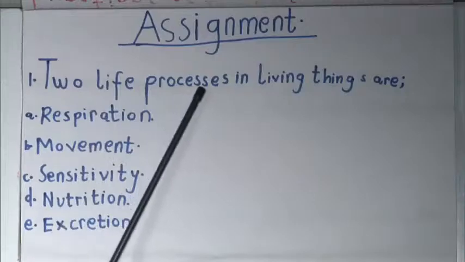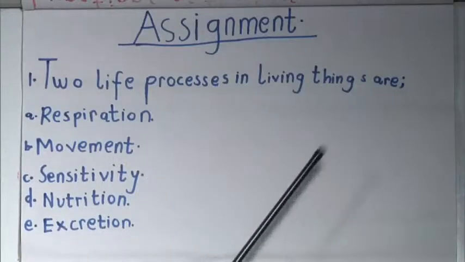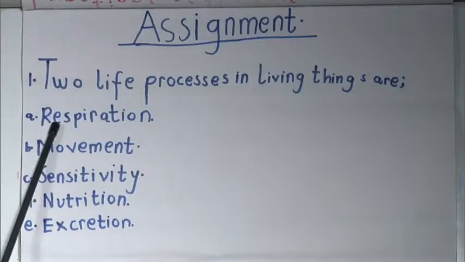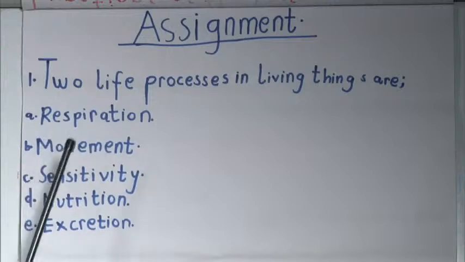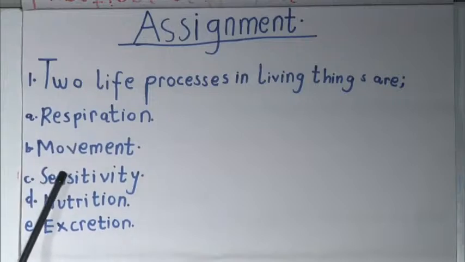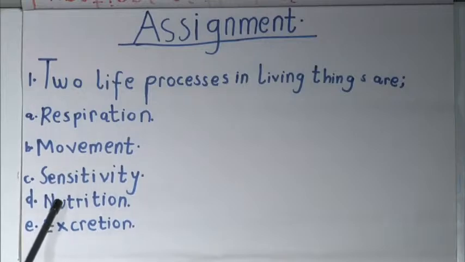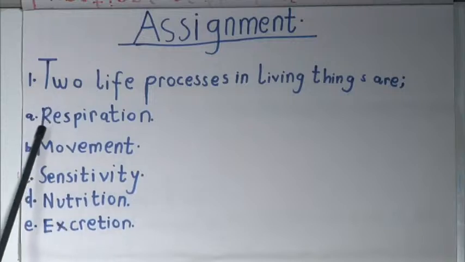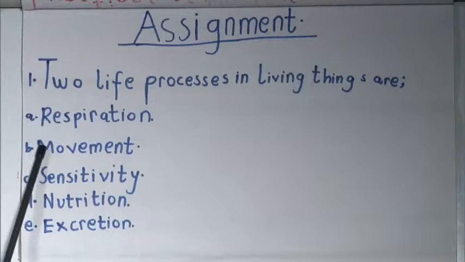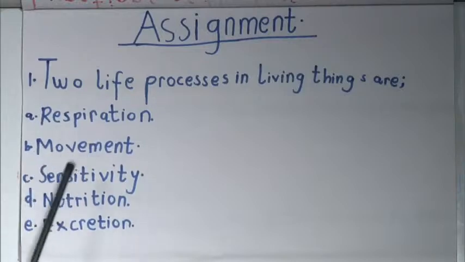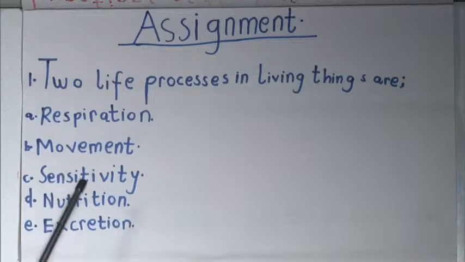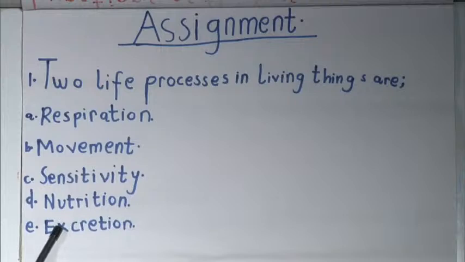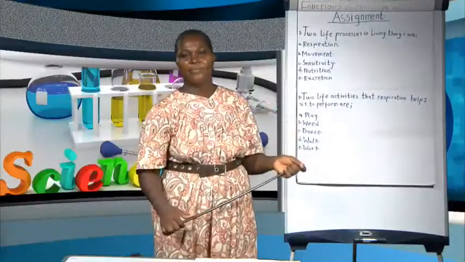2 life processes in 11 things are respiration, movements, sensitivity, nutrition, excretion. Respiration, movements, sensitivity, nutrition, and excretion. Now, any 2 of them are correct.